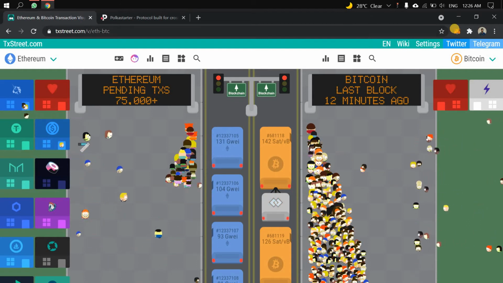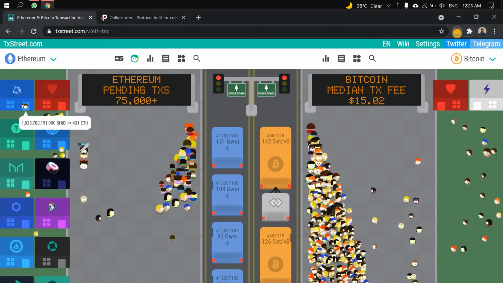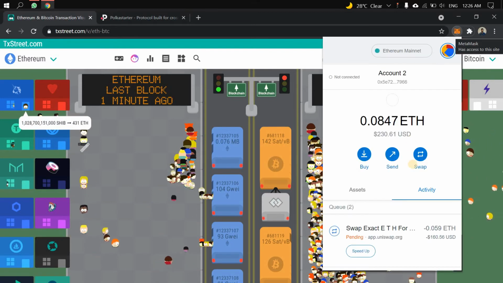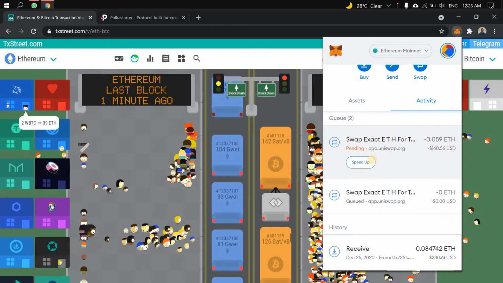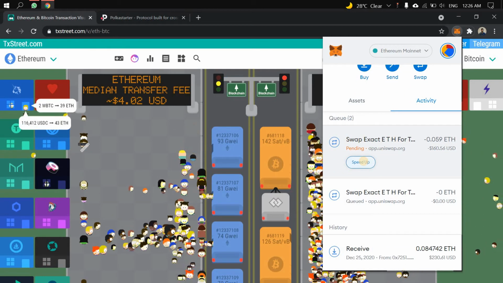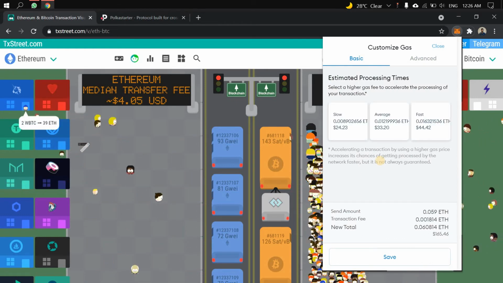So let me tell you, whenever you are doing some sort of currency swap using MetaMask, I'll just show you with the live transaction as well. Here you can see my current swap is in the waiting area. To speed up, I need to enter the gas fee that the network demands at that particular time.